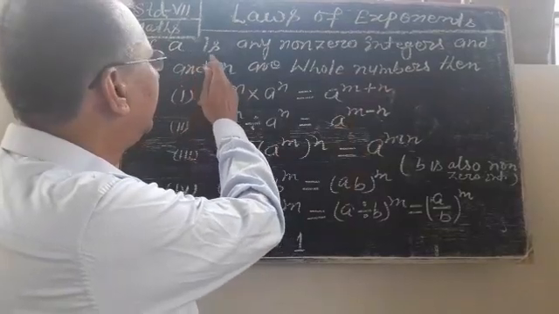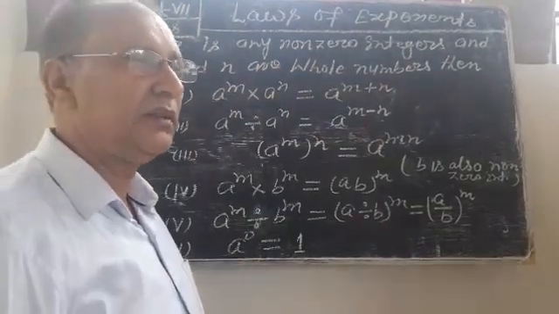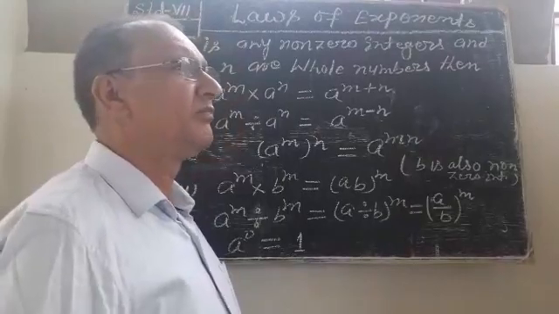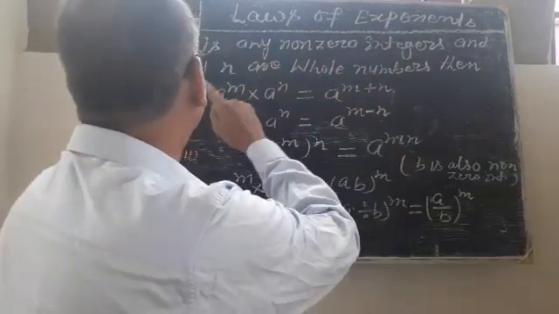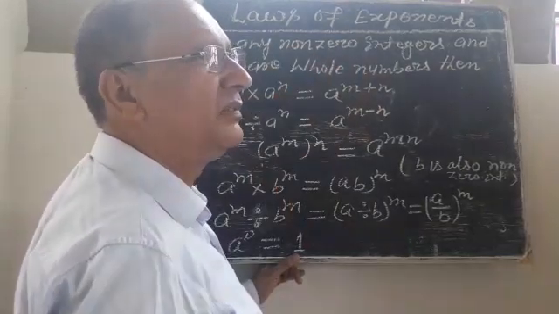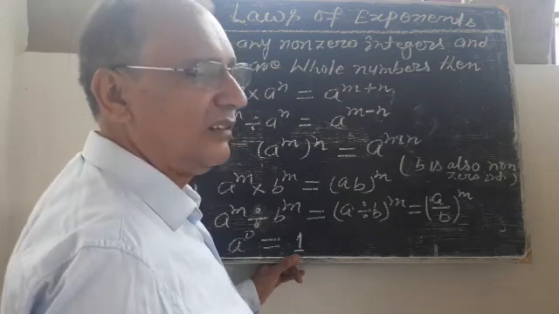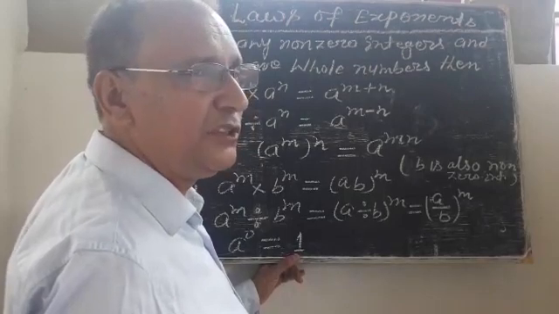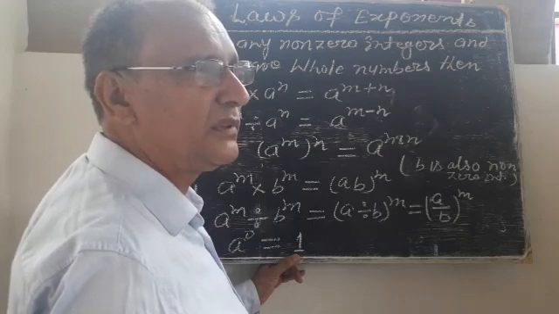If a is any non-zero integer. Now, we are very much familiar with the integers, rational numbers. So, here it is given if a is any integer and m and n are whole numbers. In starting we have learned whole numbers, natural numbers, integers, fractions, and we have to use these things in solving the problems.